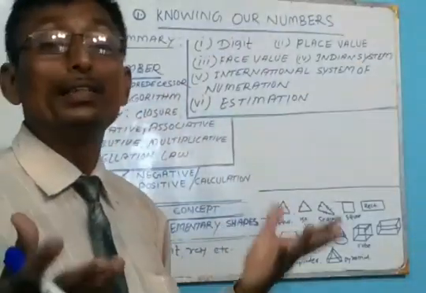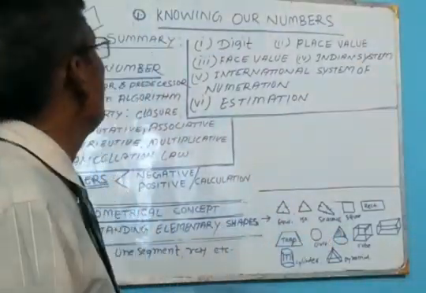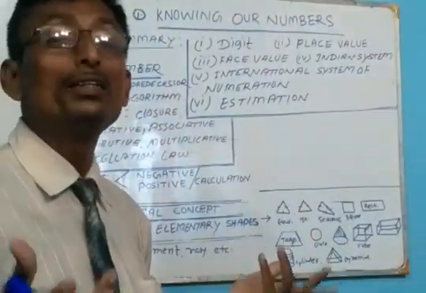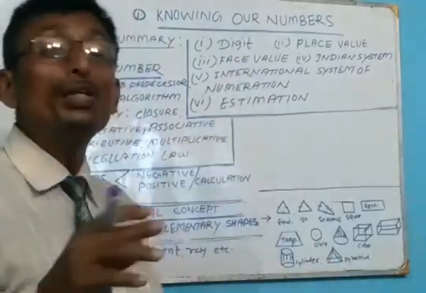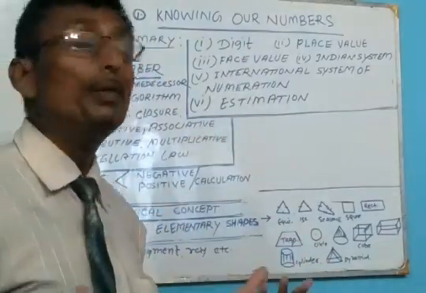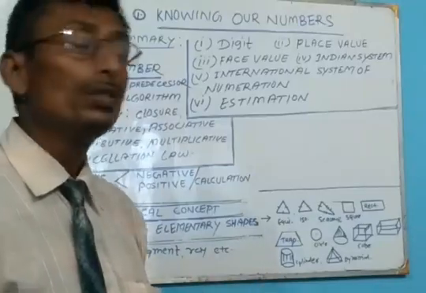What do you mean by digit? Digit क्या है? तो नंबर और डिजिट में क्या अंतर है? What is the difference between digit and number?